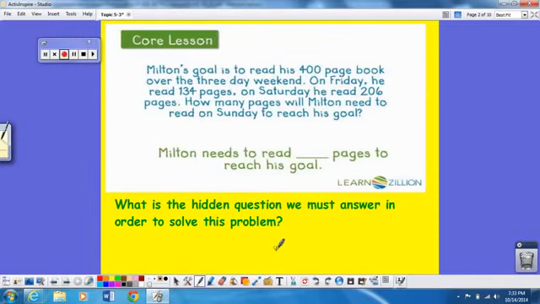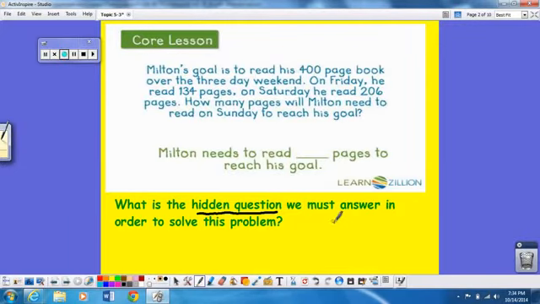If we know he needs to read 400 pages and he's already read 134 and he's already read 206, the real hidden question in this problem that it doesn't ask us to do, but we're going to have to do to get the answer, is how many pages has he already read? Once we know how many pages he's already read, we can subtract that from 400, and that will tell us how many pages he has left. So this problem has a hidden question, and those hidden questions sometimes throw us because they don't specifically ask that question. You have to be able to figure out what is not being asked here that I'm going to have to figure out anyway.